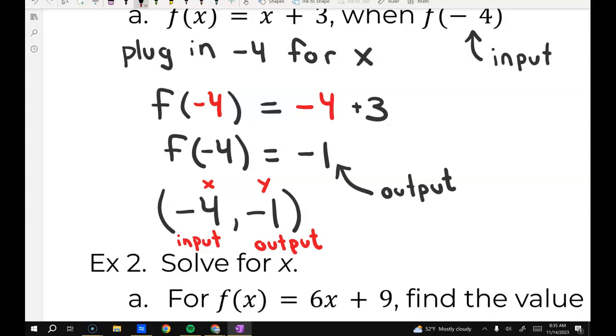So to summarize, whatever is replacing this x inside the parentheses, that's what you're plugging into your equation, and you're just getting out another number. The other number you get out is your output of the function.